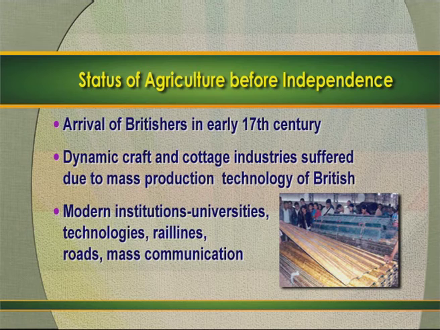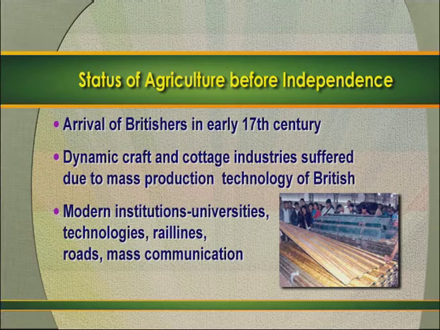Europeans, primarily British, arrived in the early 17th century, and by the 18th century they had made a profound impact on India. India was the center of trade during that period. Their model of mass production technology hurt the dynamic craft and cottage industry a lot, but during that period modern institutions were also established, like universities, technologies, rail lines, roads, and mass communications. The purpose was to help the British interest.